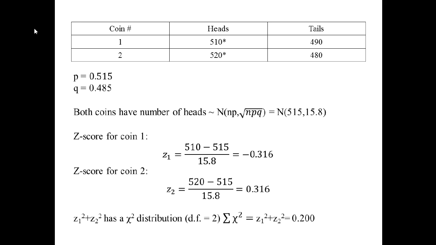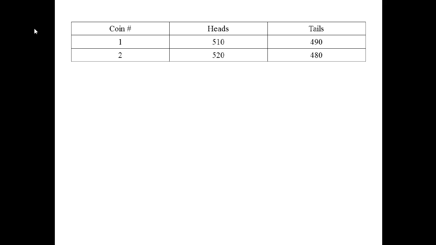In summary, by using our derived method, by looking at the z-score produced from that number 510 and the z-score produced by number 520, and then just calculating the test statistic that way, what we get is 0.200 for that method. So now, let's go back to our so-called traditional method for calculating the sum of chi-squares. Here's our observed data, just as a reminder.